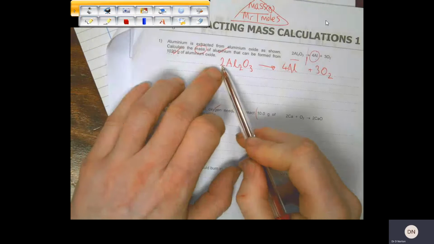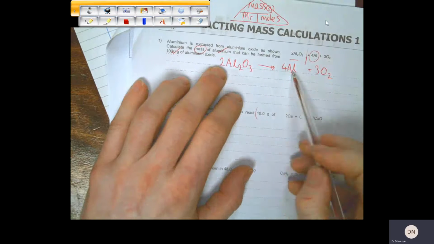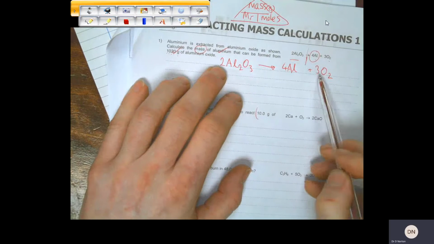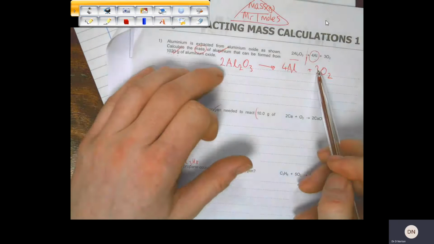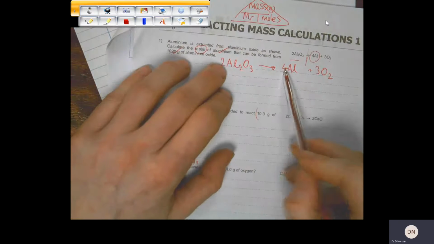What this means is that 2 moles of aluminium oxide will make 4 moles of aluminium and 3 moles of oxygen. A mole is just a number. So 2 dozen would make 4 dozen of these and 3 dozen of these. It doesn't matter whether you understand the concept of the mole necessarily. 200 would make 400 of these and 300 of these.